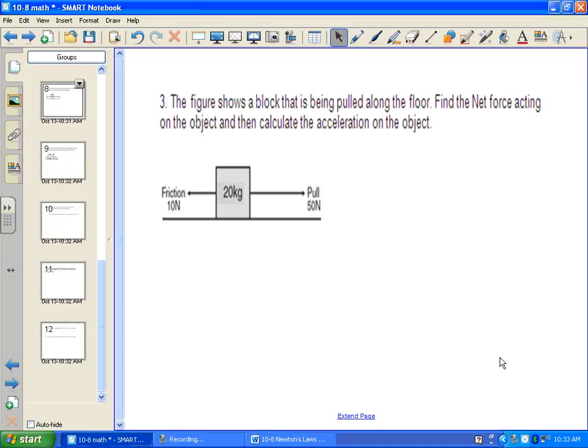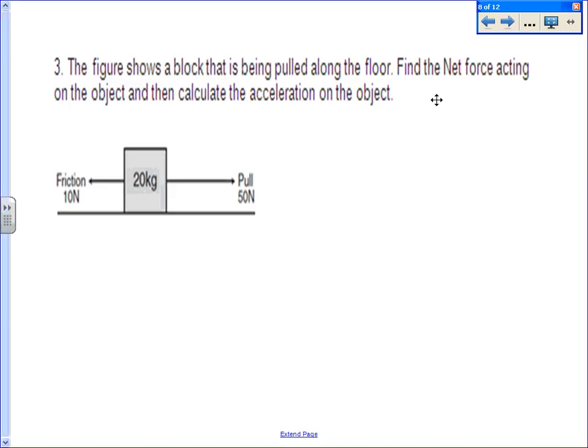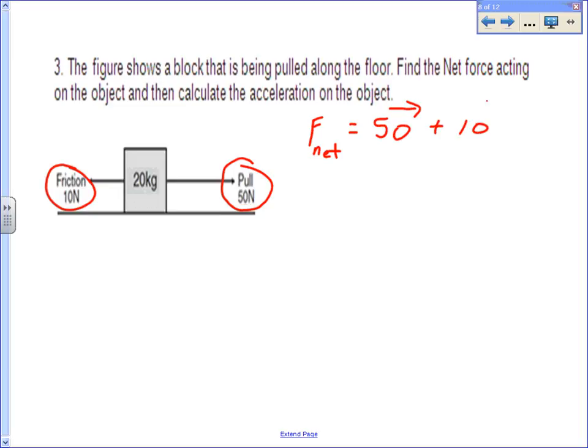Sorry about that. I had to set up what I was going to show you to work. Okay, so the figure shows a block being pulled along the floor. Find the net force. Net force is when you add up all the forces. So we're adding up this force that's to the right and the force that's to the left. F net equals 50 being pulled to the right plus 10 being pulled to the left. So if they're going opposite directions, you're going to subtract. So we're going to subtract these two numbers.